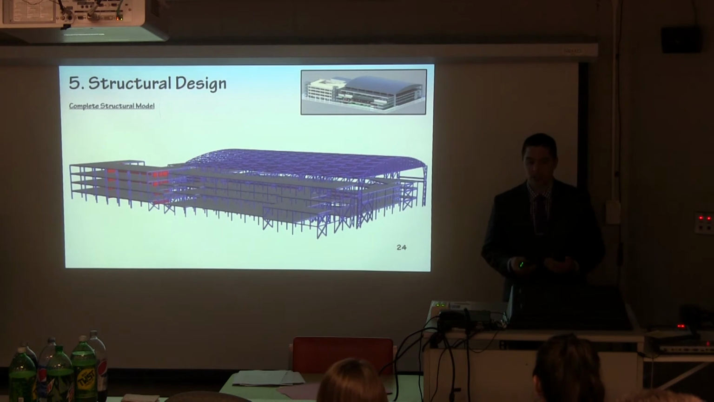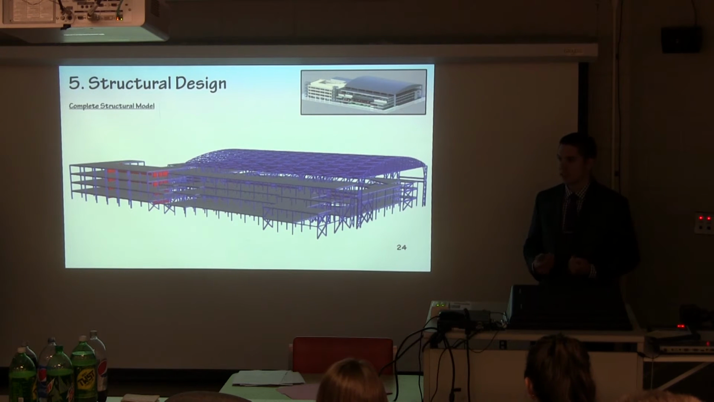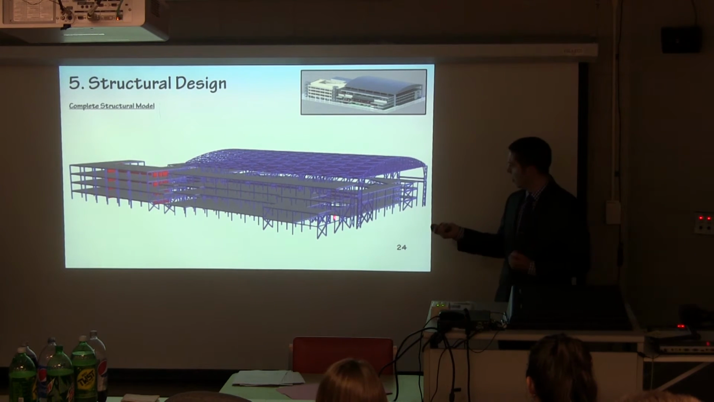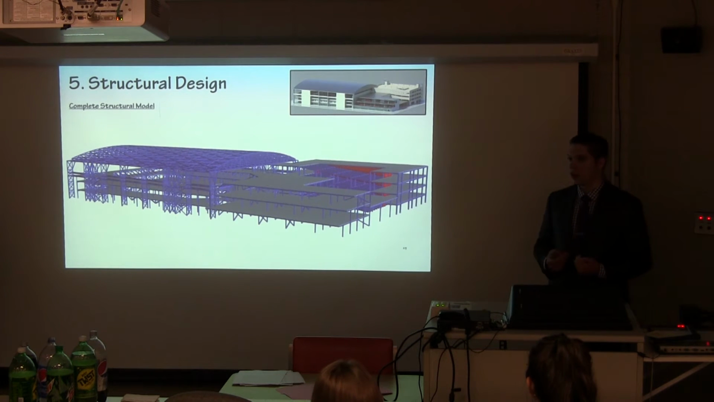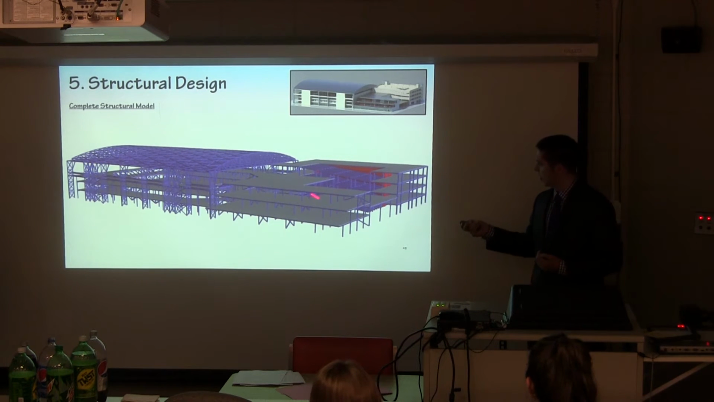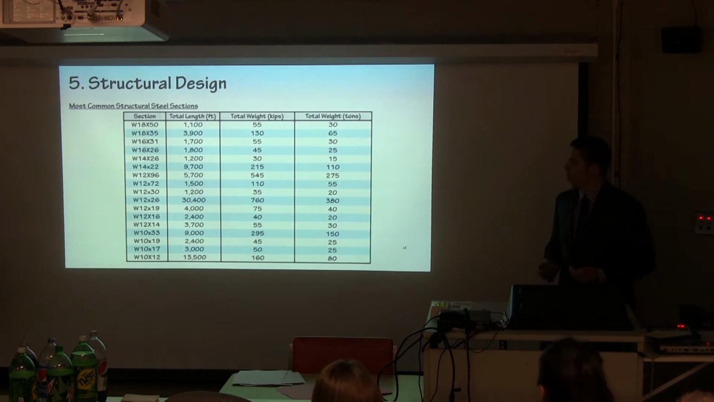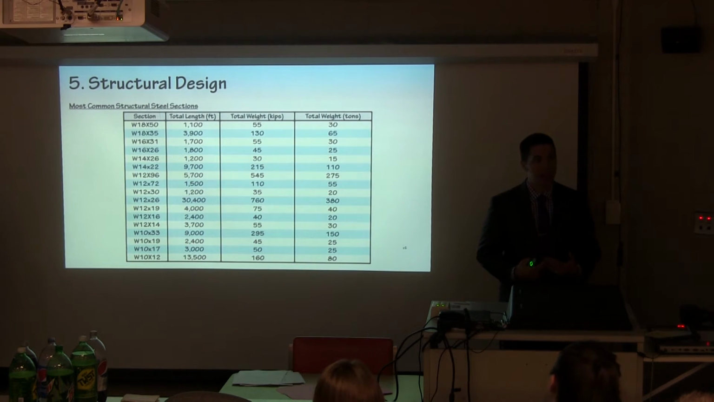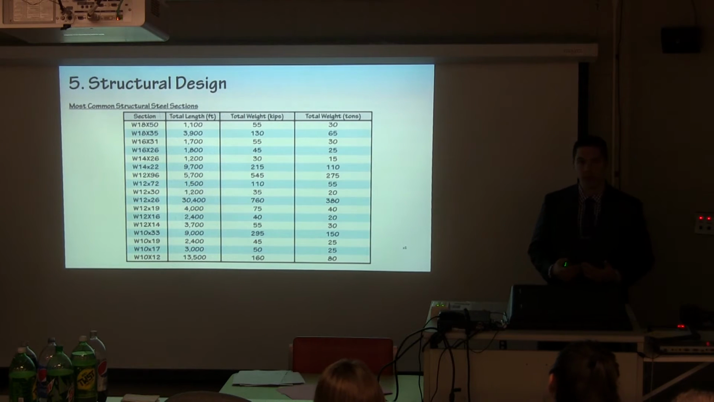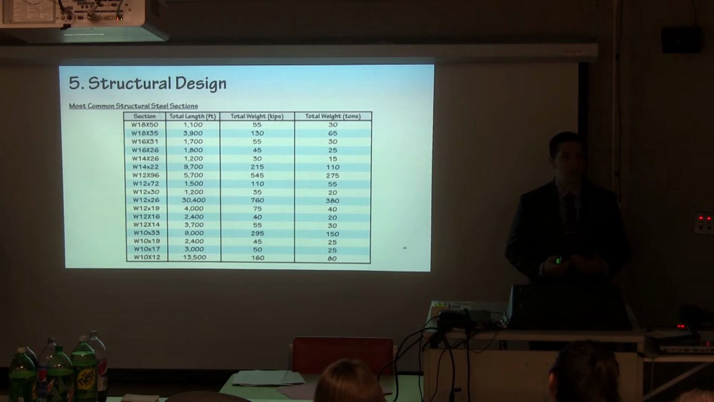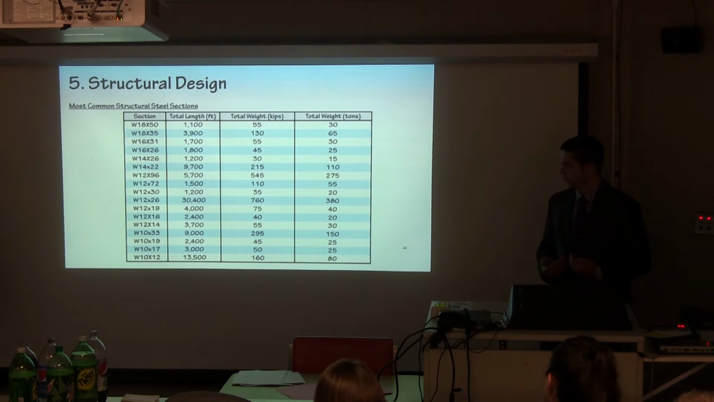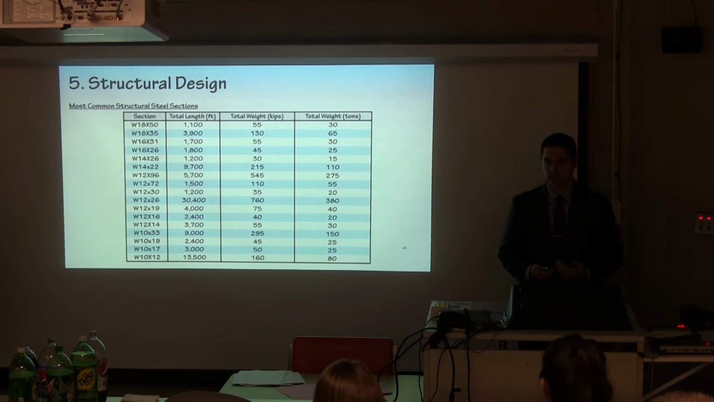Here's the complete structural model, facing the southeast side. Here is the commercial building along with the parking garage. Then on the northwest side, you can see the office building and the arena. The most common structural element for the beams in this building is the W18 by 35, while the most common column is going to be a W12 by 26.